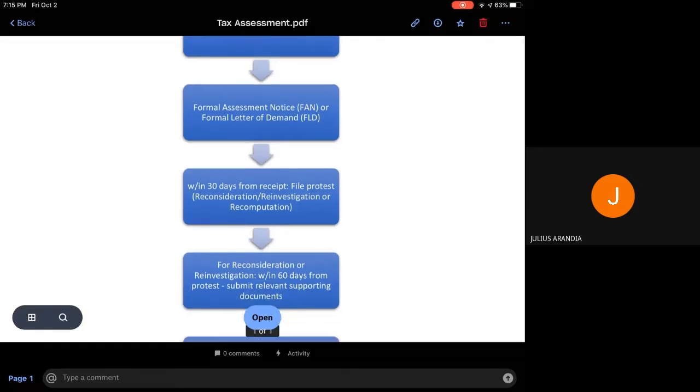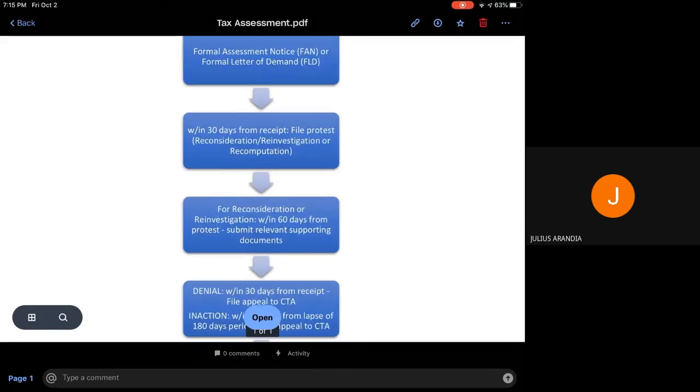So the difference between these two: for reconsideration or reinvestigation, the taxpayer must also submit within 60 days from filing of the protest relevant supporting documents to his motion for reconsideration or reinvestigation. And this will stop the running of the prescriptive period of assessment. For motion or petition for recomputation, you do not need to submit relevant supporting documents because it's merely for recomputation and it will not stop the running of the prescriptive period of assessment.